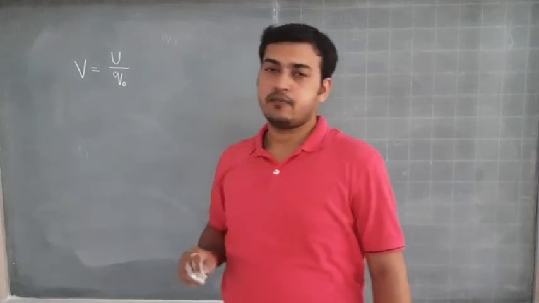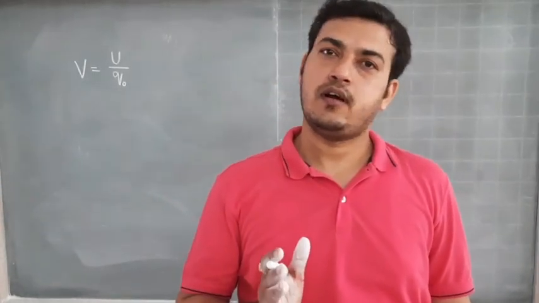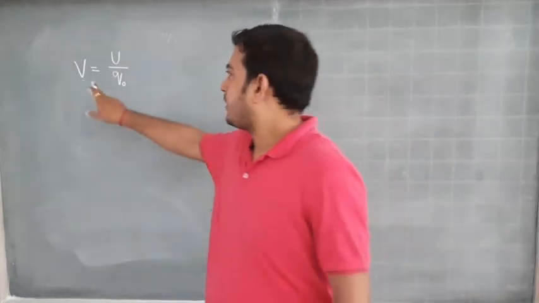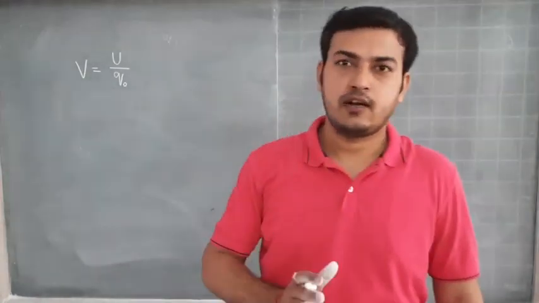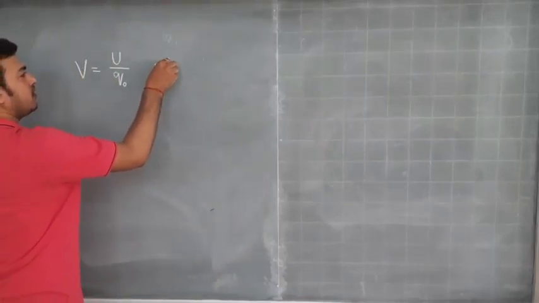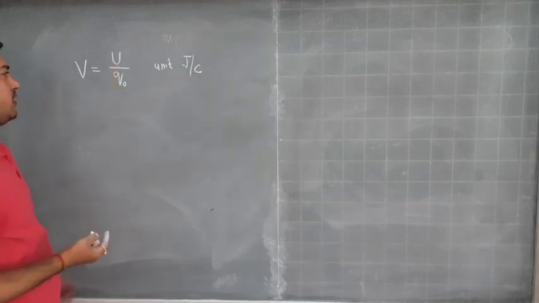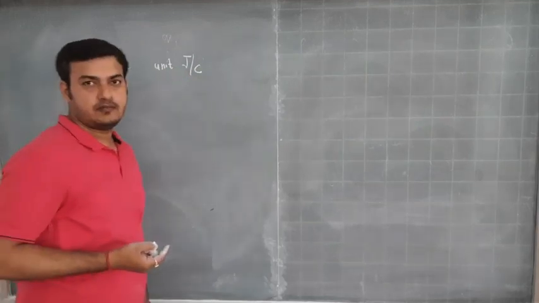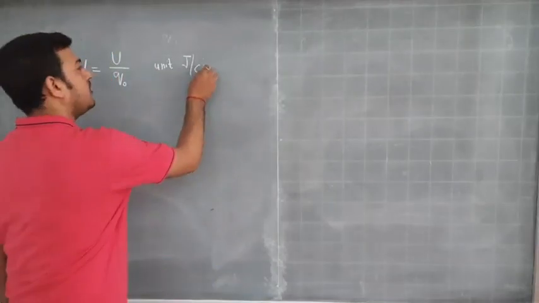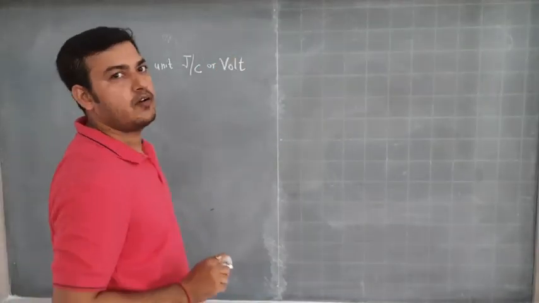Since electrostatic potential energy and the test charge that I have taken are both scalar, electric potential is a scalar quantity, and its unit can be joule per coulomb, as joule is the unit of potential energy and coulomb is the unit of charge. And another unit is called volt.